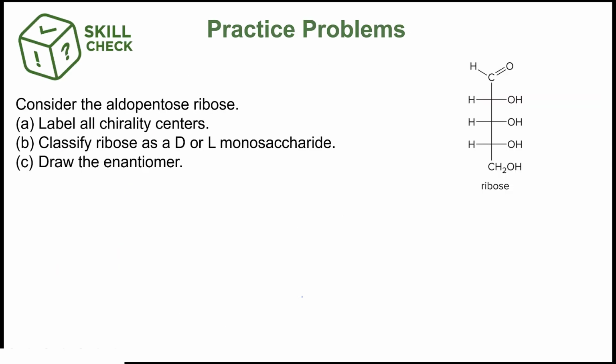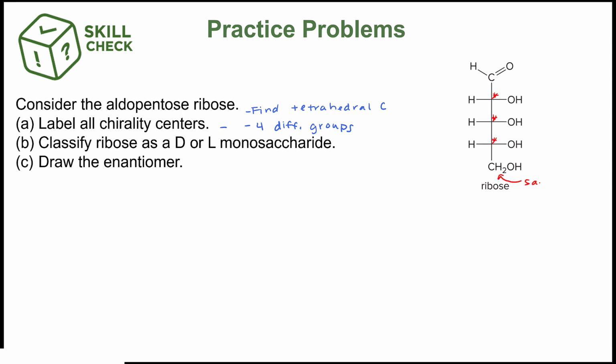Let's look at this ribose here. This is an aldopentose, which means we have an aldehyde with 5 carbons. We're going to label all of the chirality centers. To do that, we have to find a tetrahedral carbon with 4 different groups. So I'll just label those with an asterisk.